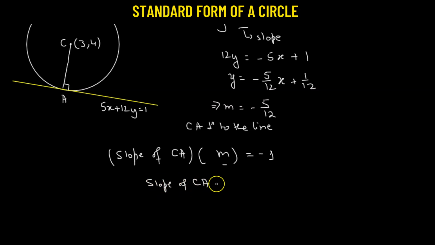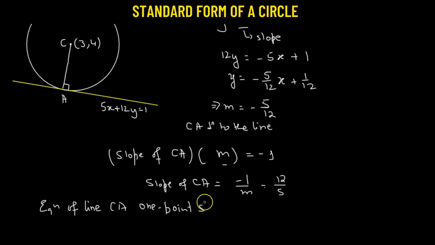The slope of line CA is going to be -1/m. So m value is -5/12. So we get 12/5. So that is the slope of the line CA. Now what we can do, we can find out the equation of line CA. For this, we are going to use the one-point slope form.